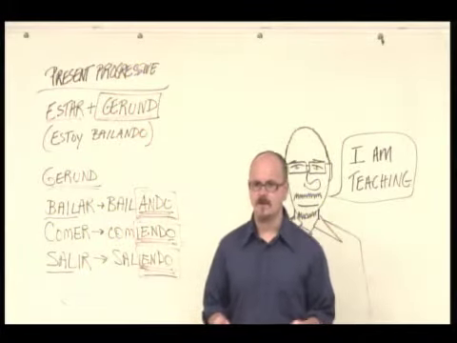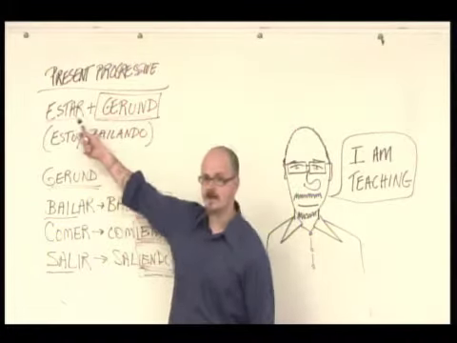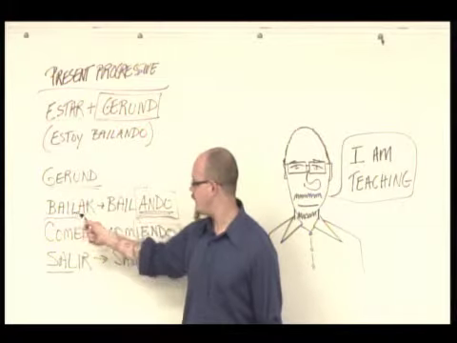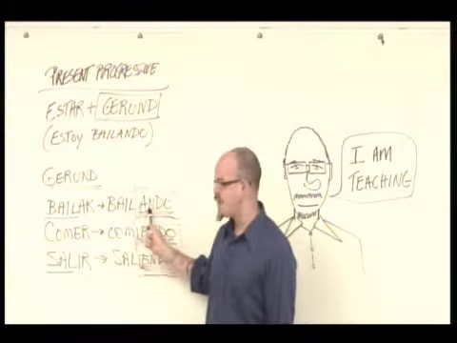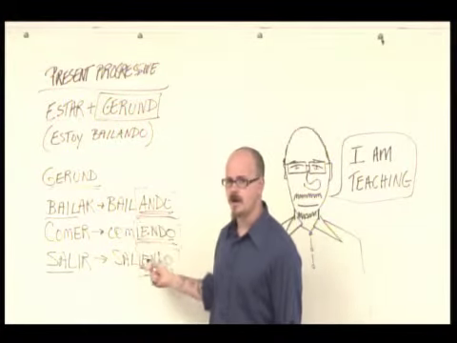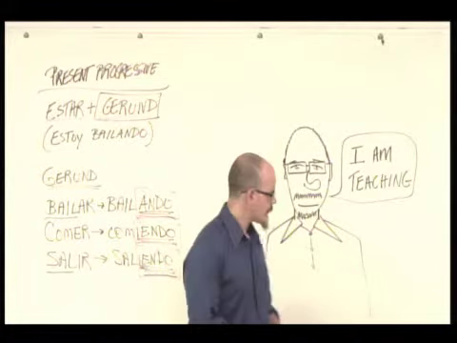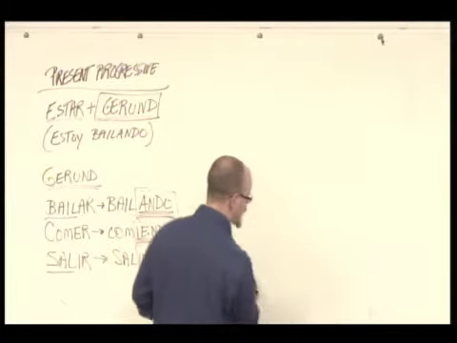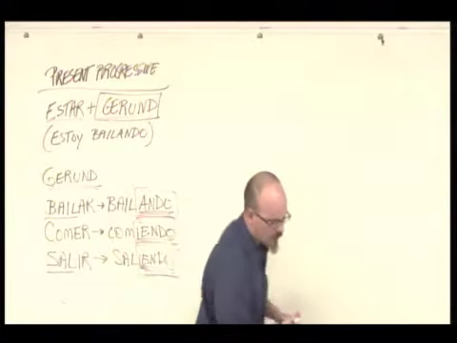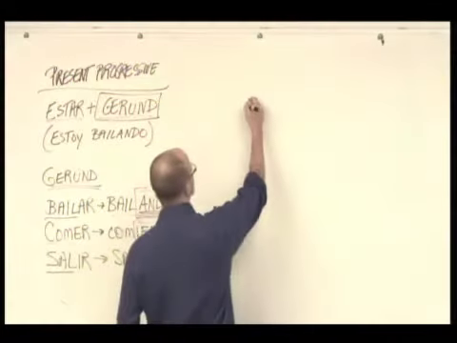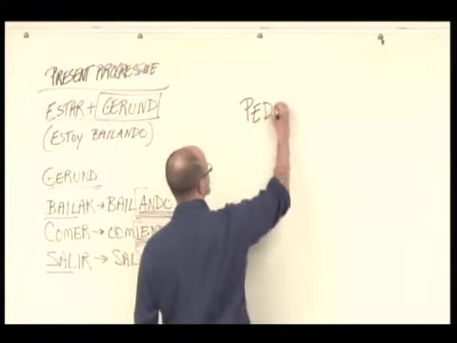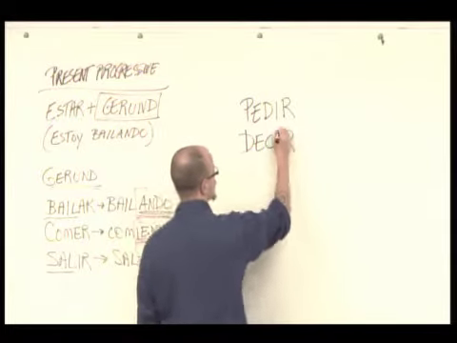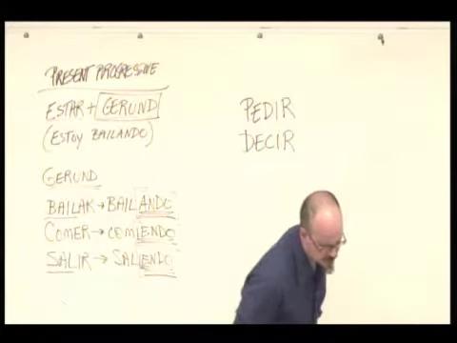bailanda, for example. Okay, so simply a conjugated form of estar plus a gerund. To form the gerund, we cut off the ending and add for AR verbs ando or for ER and IR verbs iendo. There are a couple of irregulars that you'll want to pay attention to. In some cases, these are merely stem changing verbs, which we'll see in a moment.